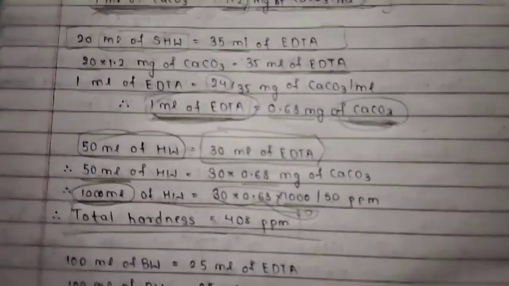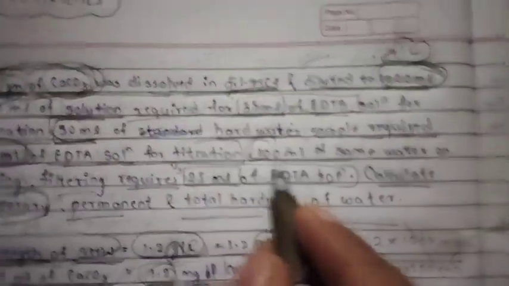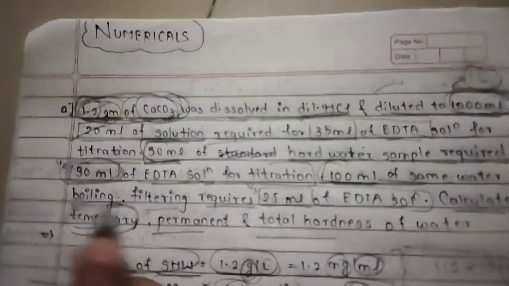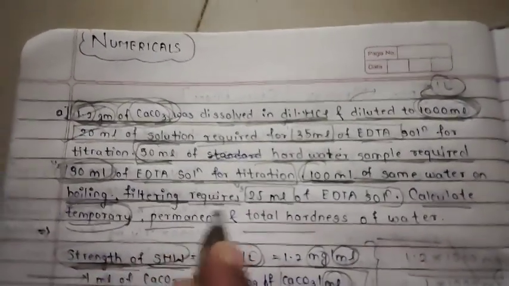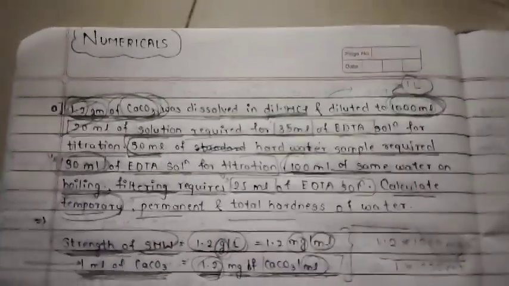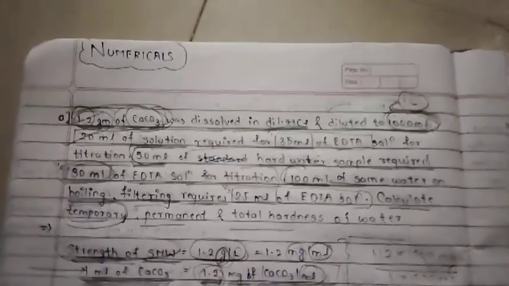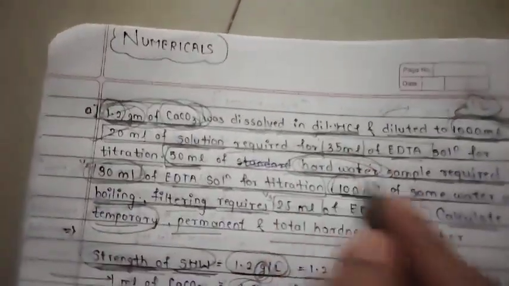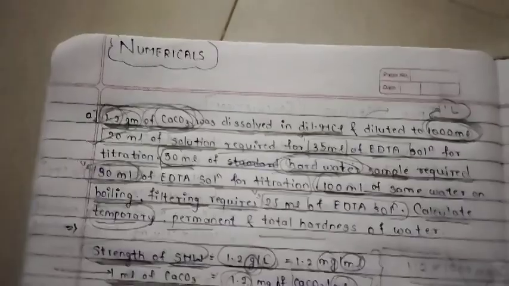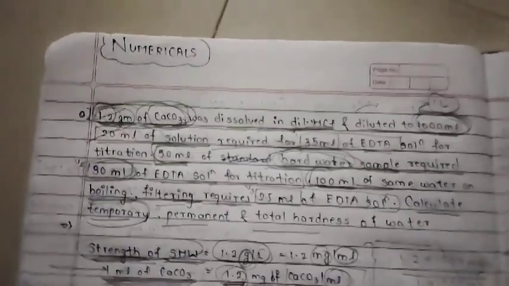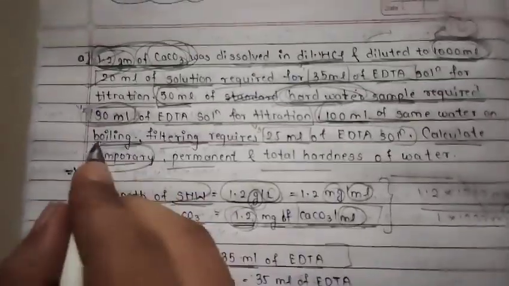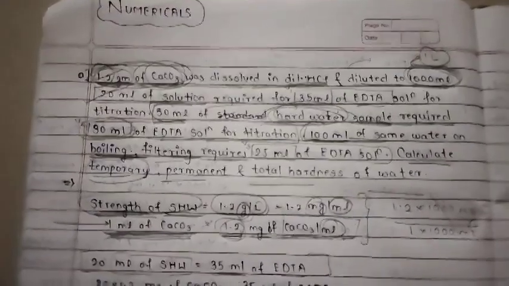for calculating permanent hardness you have to consider only the water sample given as boiled and filtered, meaning from that solution you have to calculate the permanent hardness, not the total hardness. Total hardness will be given only from the hard water sample. Guys, please listen. From the hard water sample we will calculate total hardness, and from the boiled water sample we are going to calculate the permanent hardness.